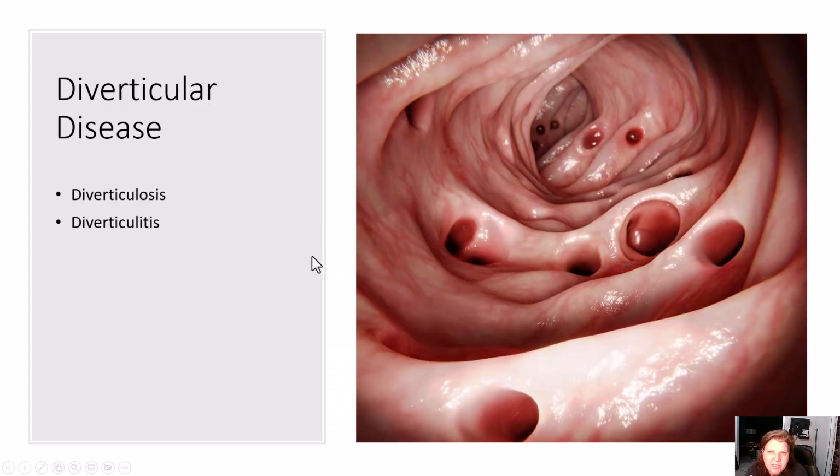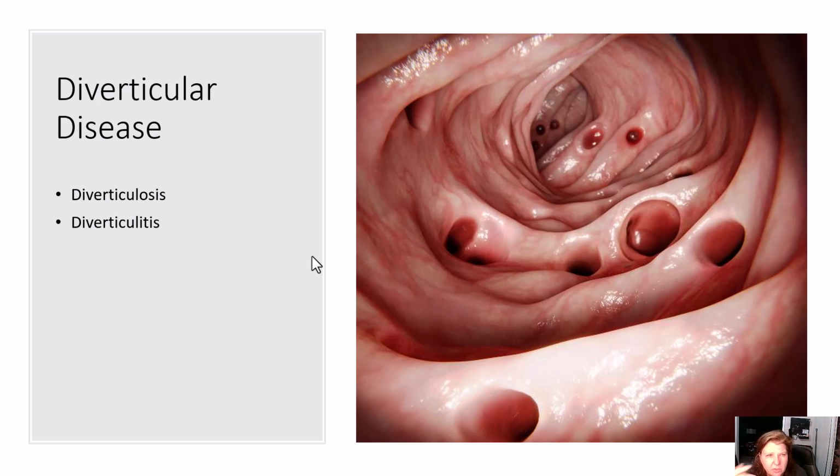The last of the conditions before we get to surgery is diverticular disease. And we have two forms of diverticular disease. The first is diverticulosis. The suffix osis stands for the condition of. So this is the condition of having diverticula. And diverticula are these pouches.